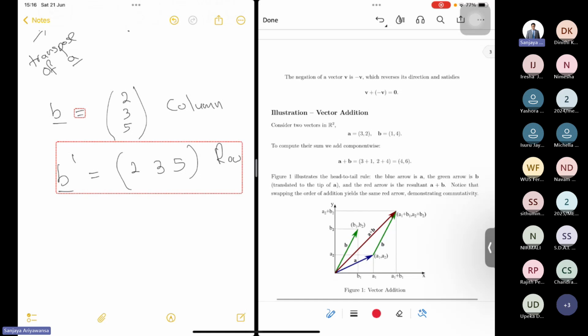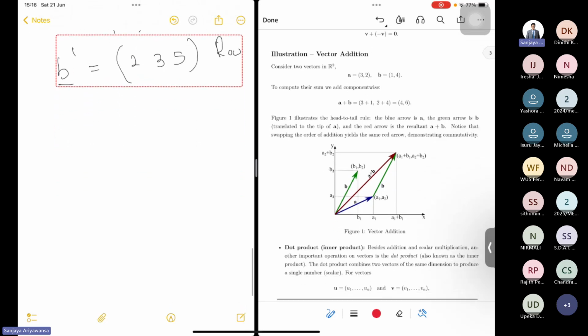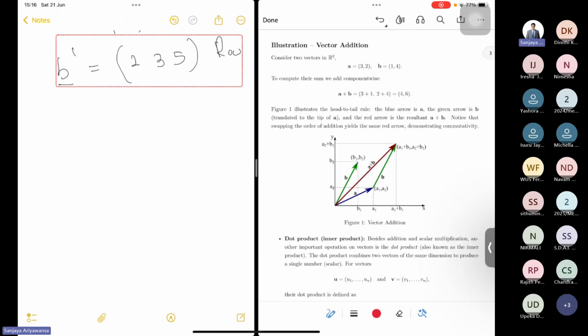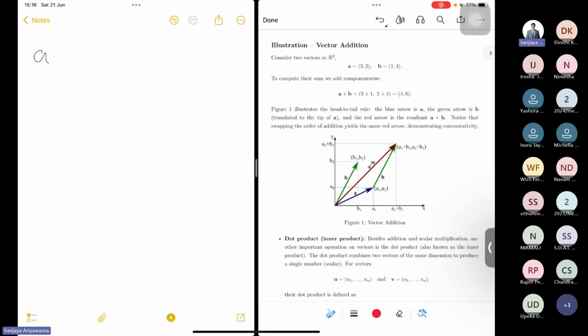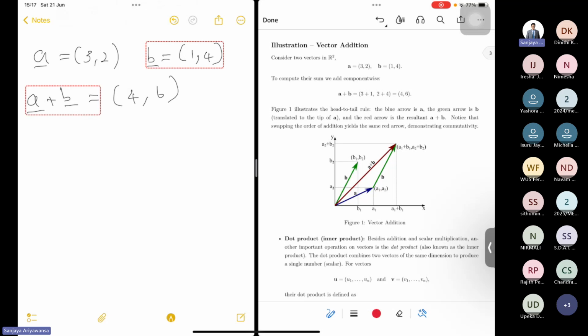Now, a little bit into the illustration of what vectors are. So we talked about vector addition, but what does it look like graphically? Here I've taken an example. On the right-hand side of the screen, you see I've taken a vector a which is 3 comma 2, and another vector b which is 1 comma 4, and if I add the two vectors, I will get 4 comma 6. Now how does it look graphically?